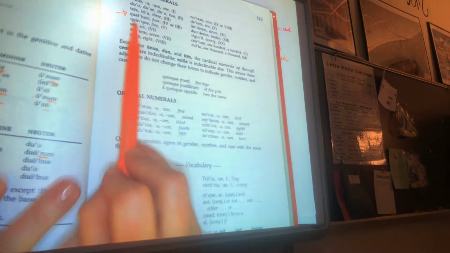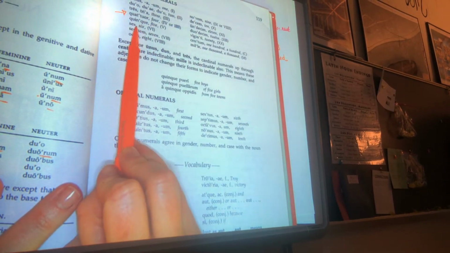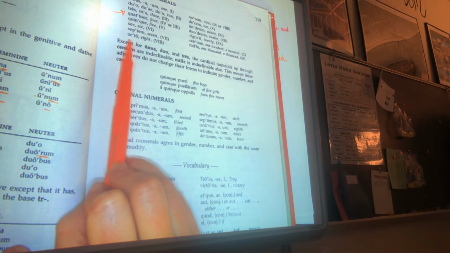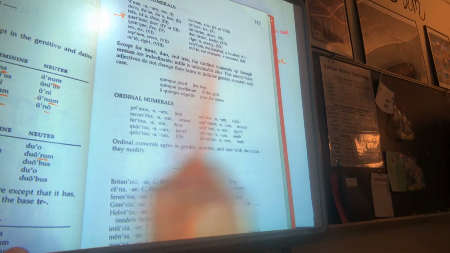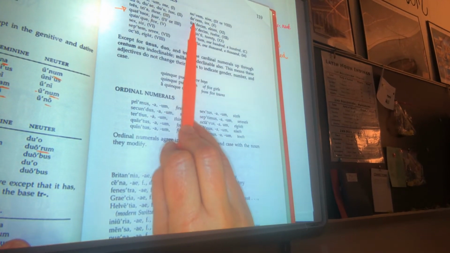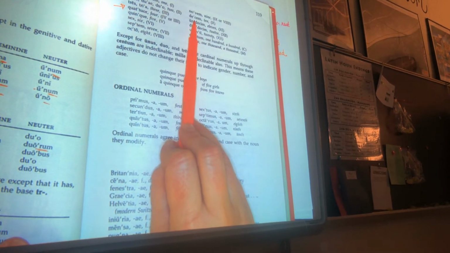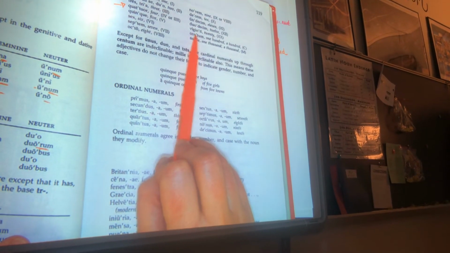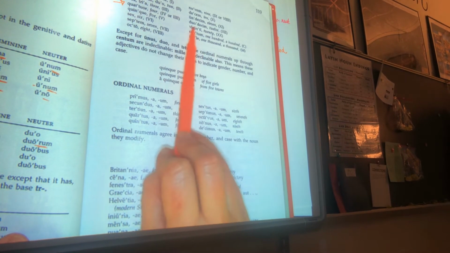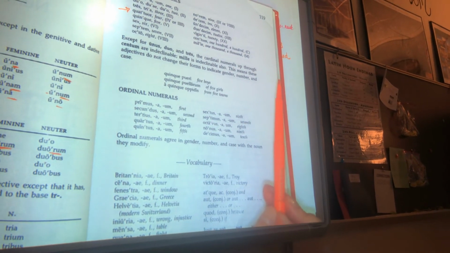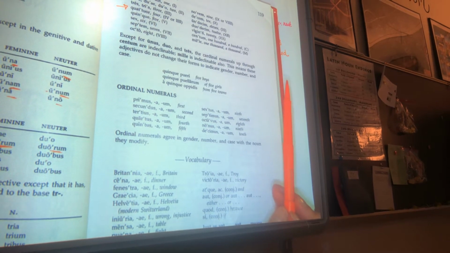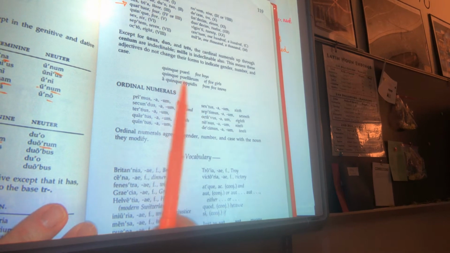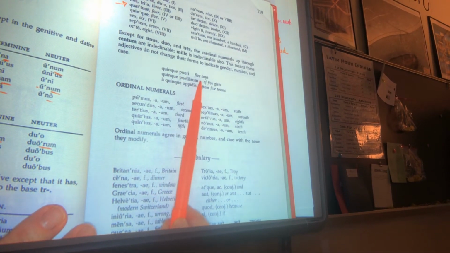Quinque is 5. Sex is 6. Septem, 7. Octo, 8, like octopus. Novem, 9. Decem, think like decade. Undecim, 11. Duodecim, 12. And then so on. They give you just a few other examples. We certainly don't learn how to count any further than this.